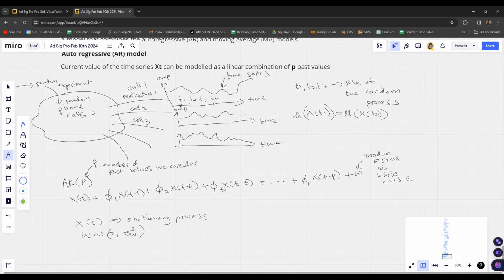And the values of phi 1, phi 2, phi 3, likewise, those values are based on the model parameters. So these are the model parameters that define the combination. We can find the model parameter values from observation as well.